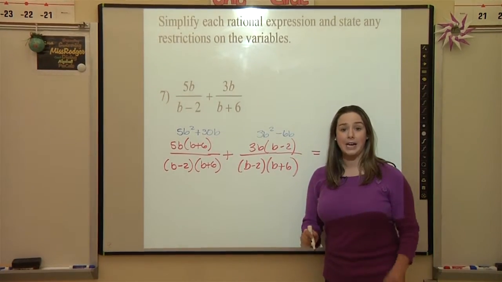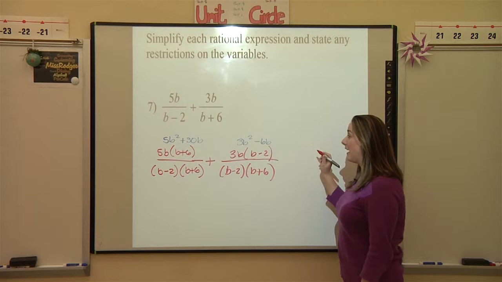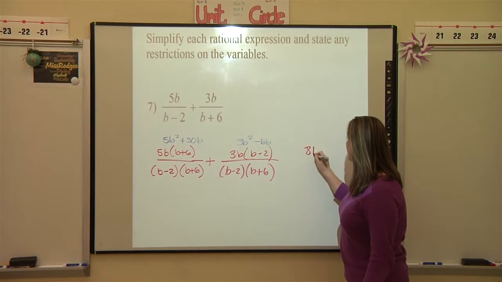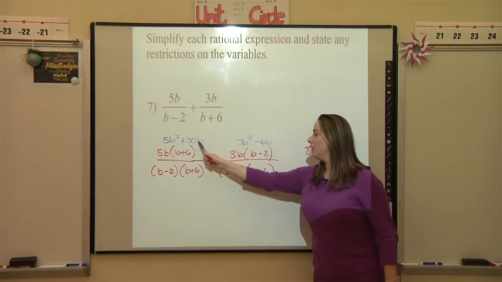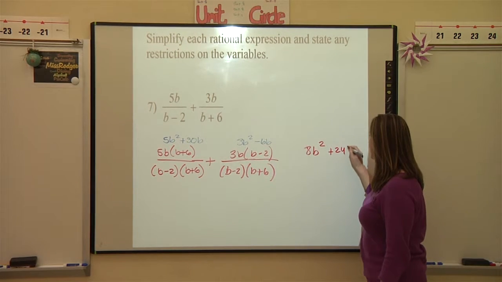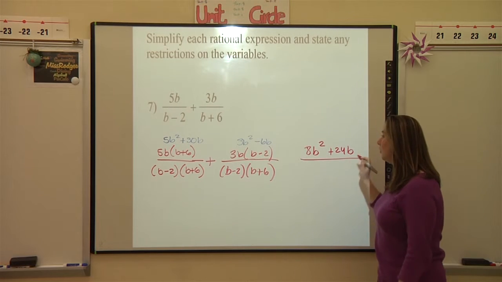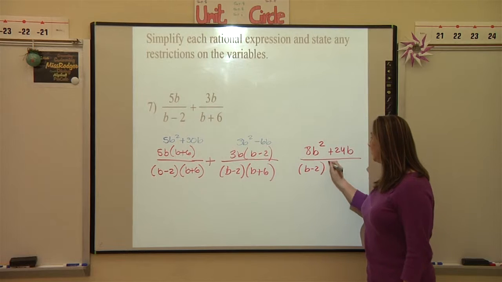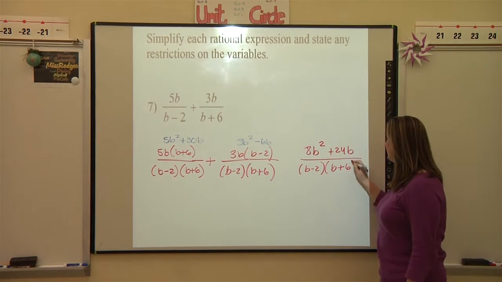And now I can add like terms. Let's add 5b squared plus 3b squared, which is going to give us 8b squared. 30b plus -6b is going to give us 24b. And this is all over our common denominator, b minus 2 and b plus 6.